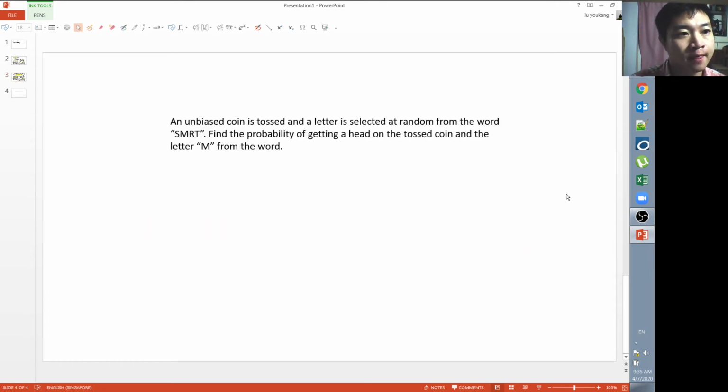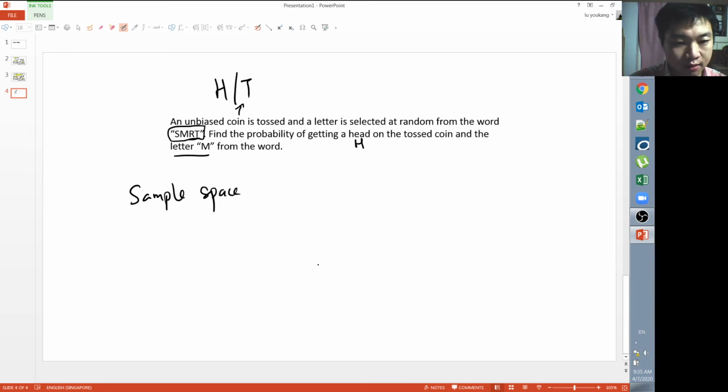Let's move on to this question. The question says you have an unbiased coin. I hope you know what a coin is. So you have a head for a coin, and a letter is selected at random from the word SMRT. So you have the word SMRT, and find the probability of getting a head and the letter M. First things first, you need to find out what the sample space is.